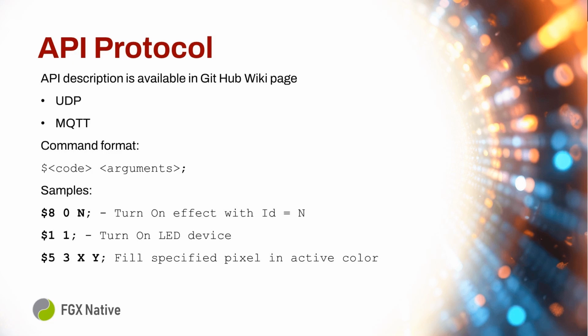For example, here are a few samples of commands. The first one, select special effect with ID. The second one, turn on the LED device. And the last one, set specified pixel color with specified coordinates X and Y. Now, let's go to the code and have a look at the Delphi implementation.